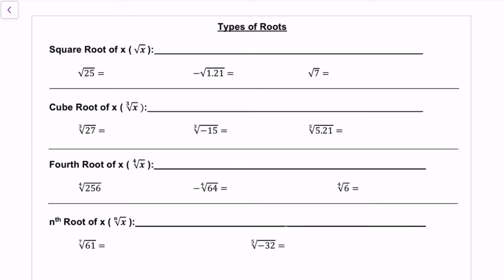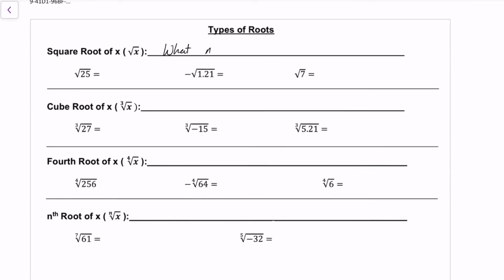Let's talk about some different types of roots we use in math. The first one is the most common. You've probably heard of it. It is the square root. If you're looking for the square root of x, you're looking for what number times itself equals x.